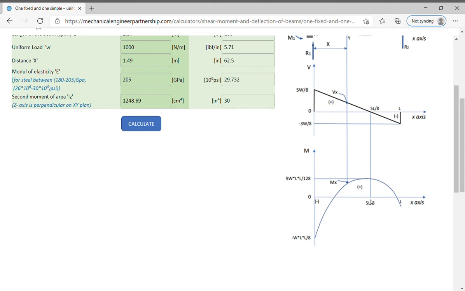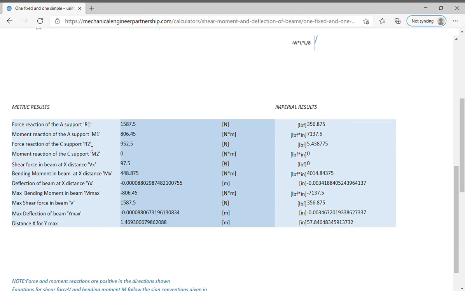by 8. The results are: force reaction of the A support R1, moment reaction of the A support M1, force reaction of the C support R2, moment reaction of the C support M2, shear force in beam at x distance Vx, bending moment in beam at x distance Mx, deflection of beam at x distance, maximum bending moment in beam Mmax, maximum deflection of beam, maximum shear force in beam V. Maximum bending moment in beam and maximum shear force in beam V are used in calculation of normal and shear stresses. See the pages with stress calculators.